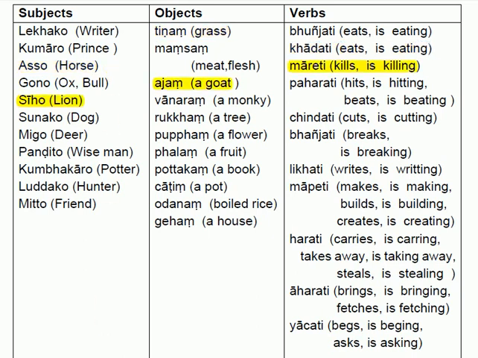Let's take another example. Siho, lion. Ajang, a goat. Mareti, kills or is killing. Siho ajang mareti. Lion is killing a goat, or lion kills a goat.